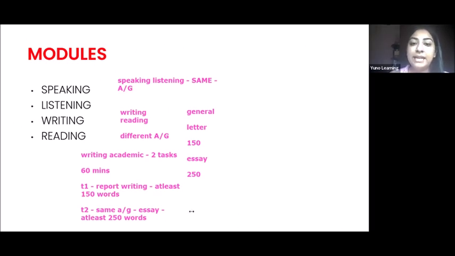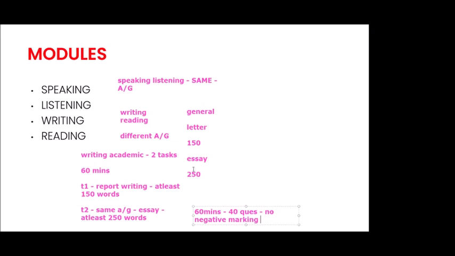Again, the reading exam, for both general and academic, is 60 minutes, 1 hour, and you need to do 40 questions. There is no negative marking, which means you're going to attempt all the questions. Same for both general and academic.